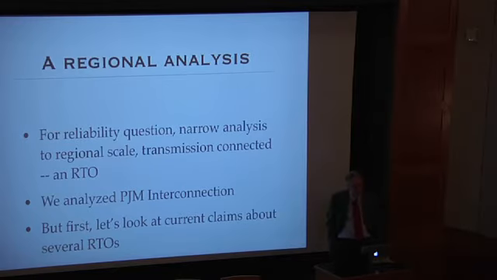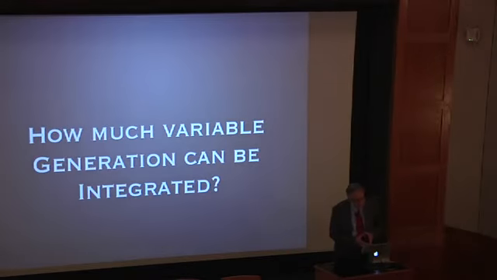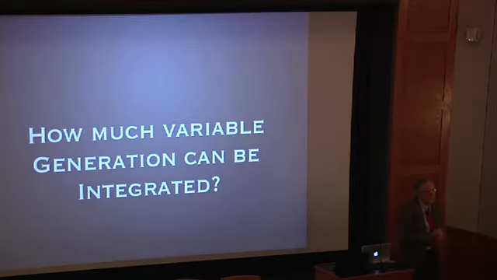But in the study I'm going to delve into in a minute, we analyzed PJM Interconnection, which is the people that manage the electrons that are running the lights in here and the projector and so forth. They're sort of North Carolina to New York, northern New Jersey, and then out to Chicago. I'll show you a map in a minute. So I want to look at some regional claims, and then we'll do a regional analysis. So this is the second bullet. We're trying to figure out if we do an X or a check by it, how much variable generation can be integrated? Can we keep the lights on?